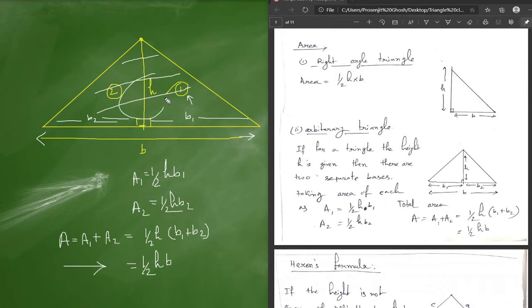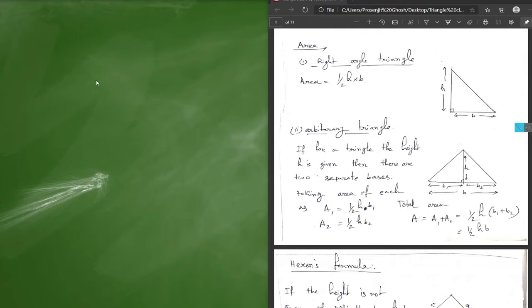If the height is not given to you, then what will you do? Let me show you another approach for that.